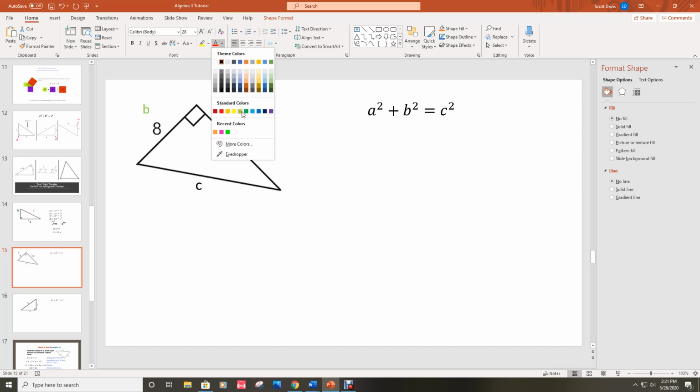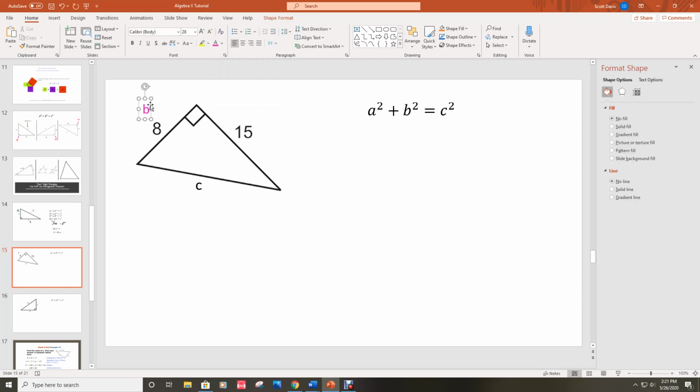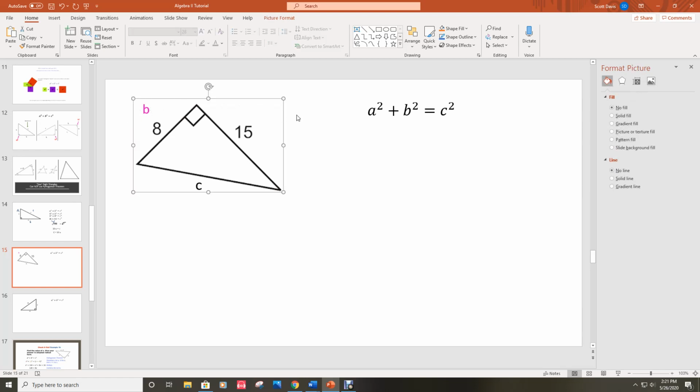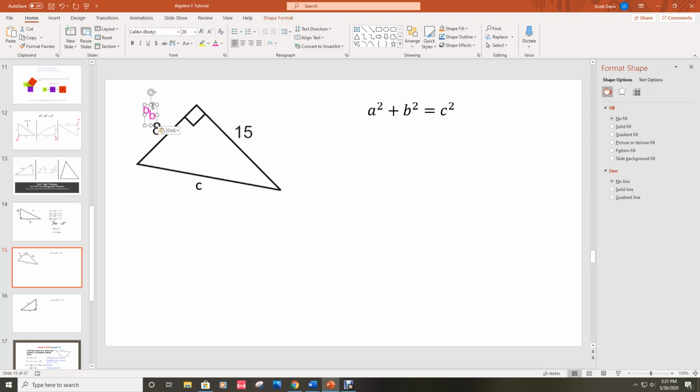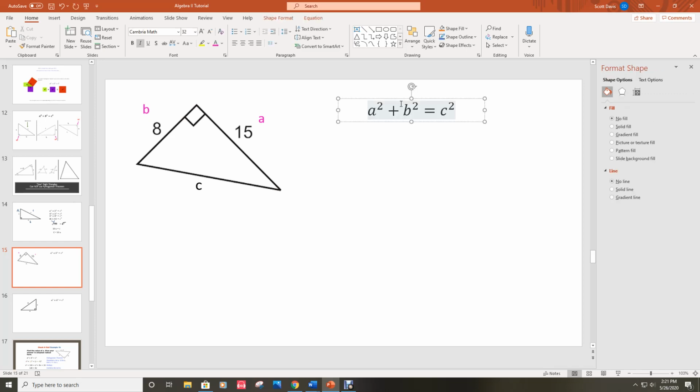And change the color of it because we have this side. Let's make it pink. And now, let's go ahead and label this side over here. Okay, we've got side A over here. Side A. So we've labeled all our sides. So now we can fill in what we know.